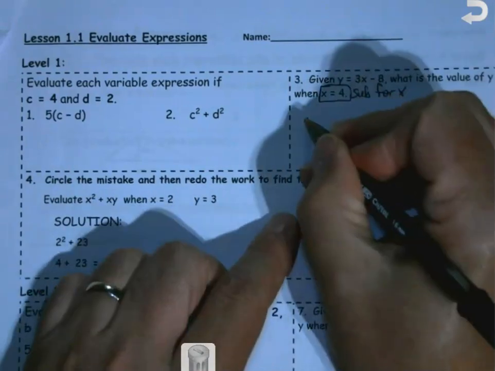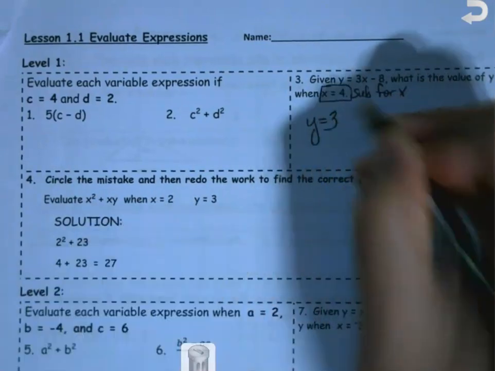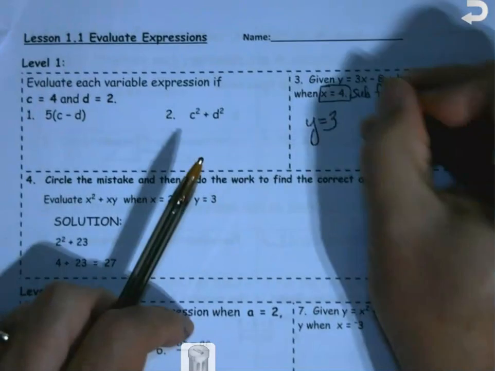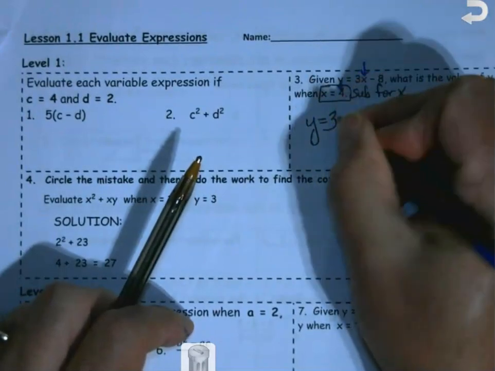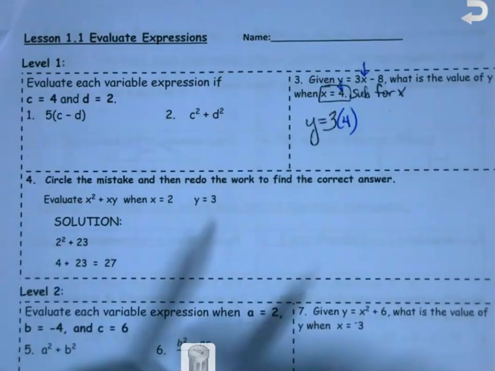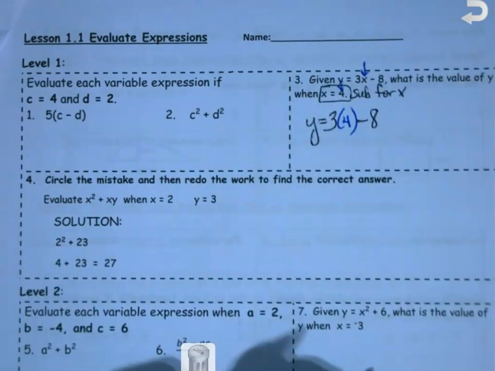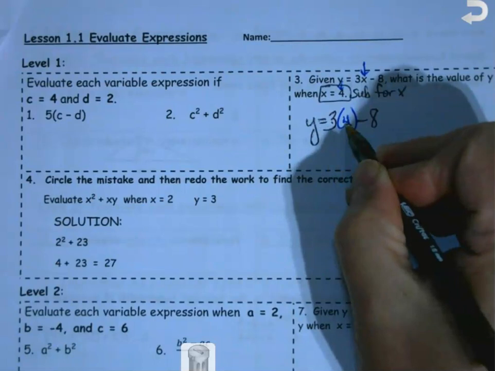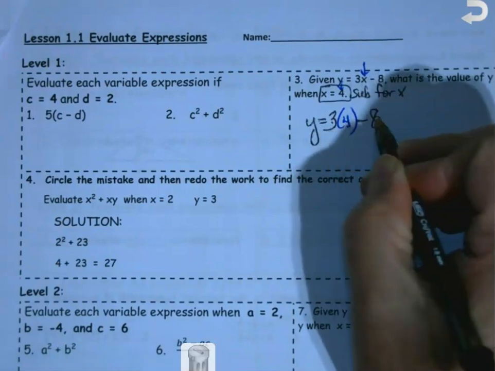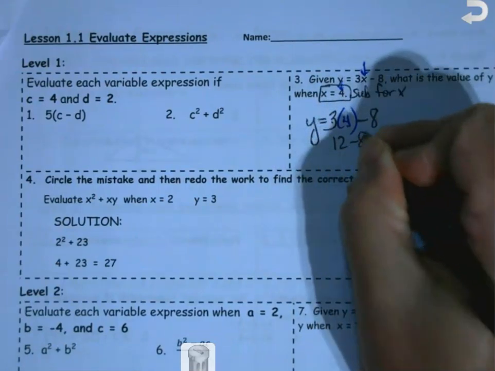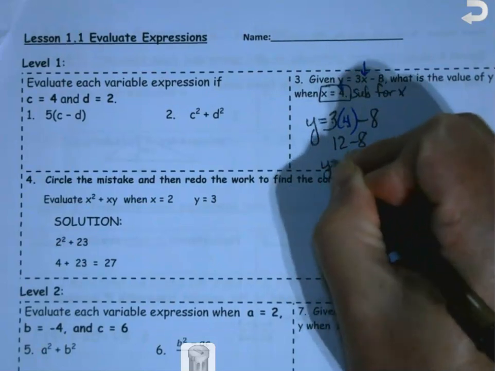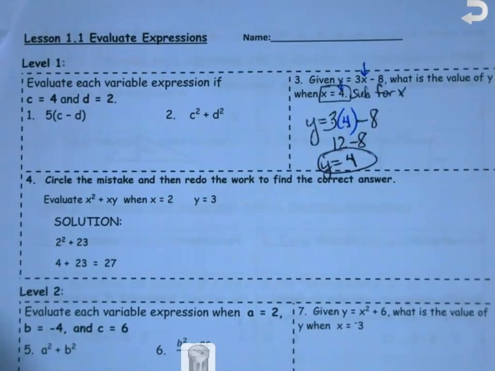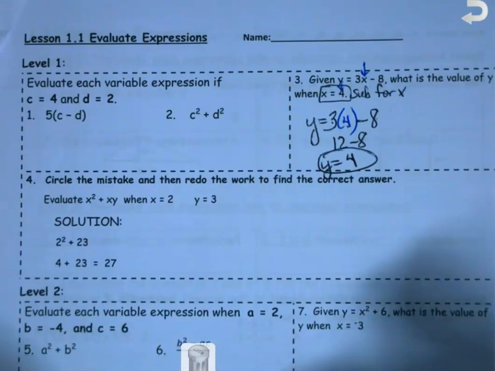Because if all I know is the x value, I take out the x, I plug in the 4, 3 times 4, because again, PEMDAS, multiplication comes before subtraction. And you find out what y equals. You're not going to plug y into anything. You're just figuring out what that equals when that particular variable equals a number. Okay?